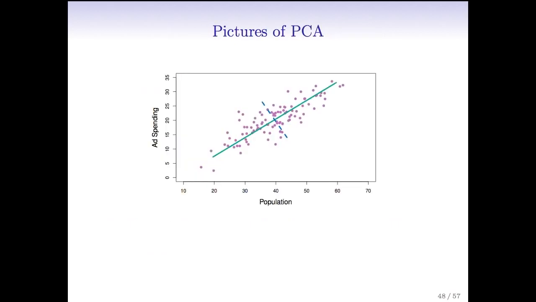So here's an example of principal components analysis on a very simple data set that we saw in chapter 3 already. What we're showing here is a plot where the x-axis shows population and the y-axis shows ad spending for 100 different cities. Those are these purple dots. And so this is a simple data set with just p equals 2 variables.